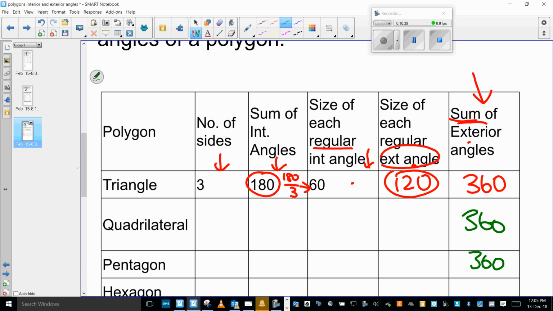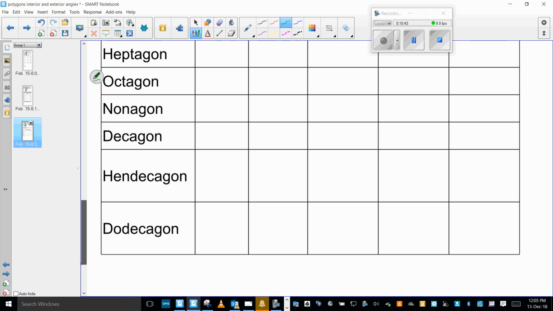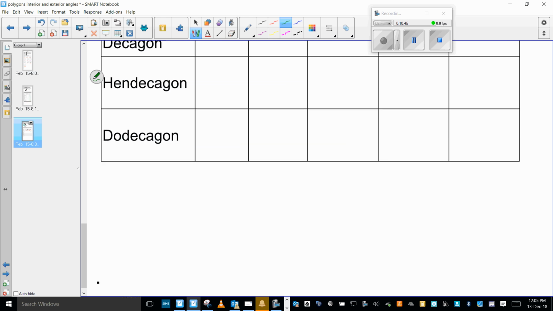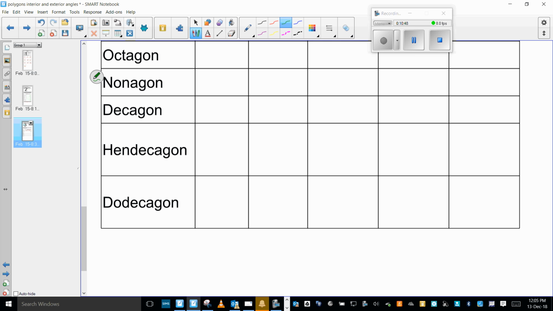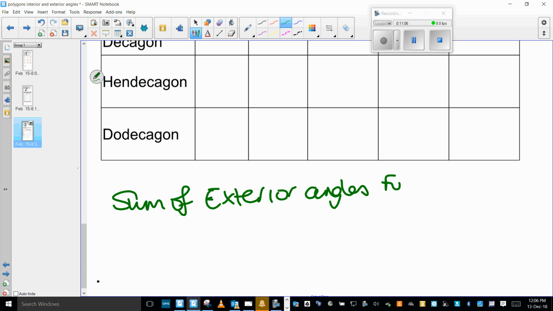What do you mean round? Because it's just a feature of any polygon. So when it comes to the sum of exterior angles, it doesn't matter how many sides the shape has got. The sum of the exterior angles is always going to be 360. So the sum of the exterior angles for any polygon is 360.